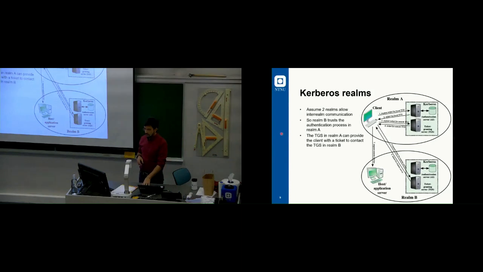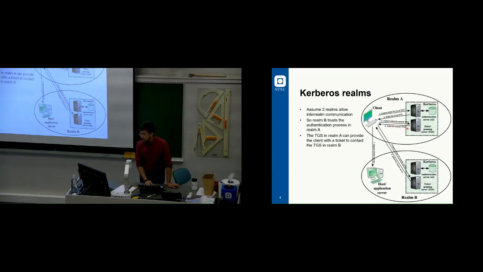There are two realms, realm 1 and realm 2. In realm 1, this client wants access to this server which is in the other realm. So it will send a request to the local ticket granting server, and it will send back the ticket for the local ticket granting server. From this, it will ask for the remote ticket granting server's access, so that it will have access to their server. Then what happened?